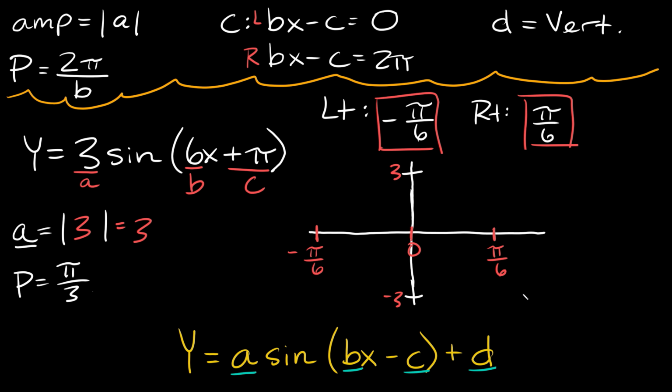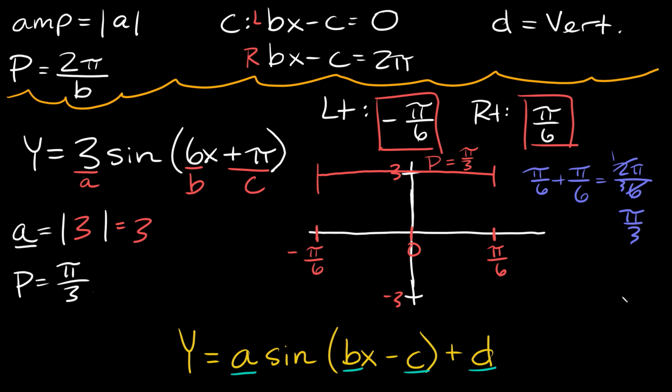Positive pi over 6. Now the period tells us that the whole distance from the left end to the right end should be pi over 3. So we're saying that this distance right here, the period, is equal to pi over 3. And we can confirm that, because this distance right here is pi over 6, and this distance is the same, pi over 6. So what's pi over 6 plus pi over 6? That is equal to 2 pi over 6, which reduces down to pi over 3 also.